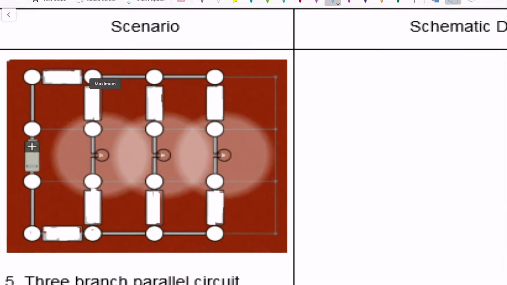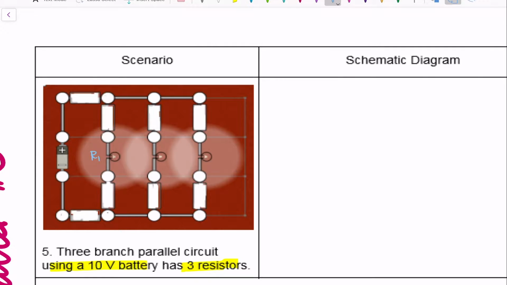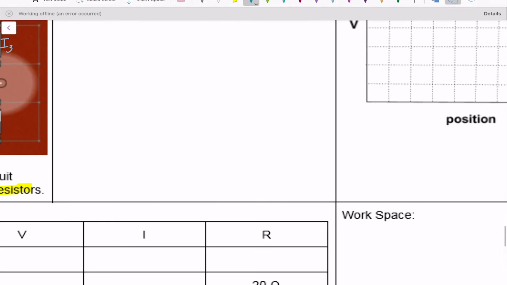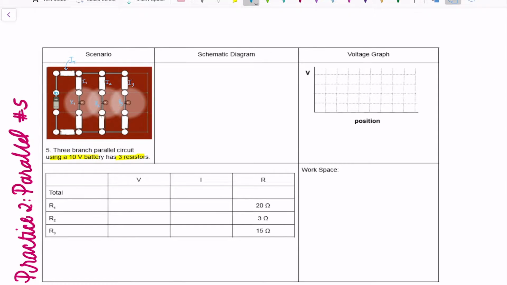So looking at this picture, we can call this resistor 1, resistor 2, and this will be resistor 3. This ammeter will tell us the current for branch 1, branch 2, and branch 3. And this ammeter will tell us the total current. And so we know from the problem that there is a battery with 10 volts, and each resistor's resistance value has been given.